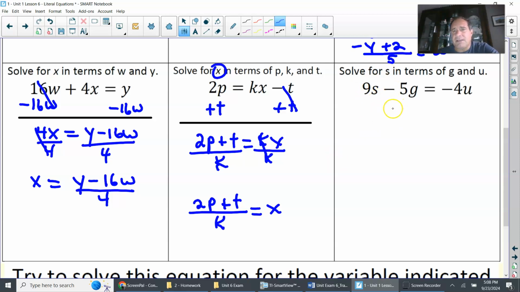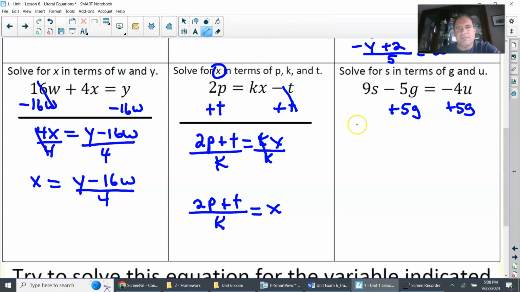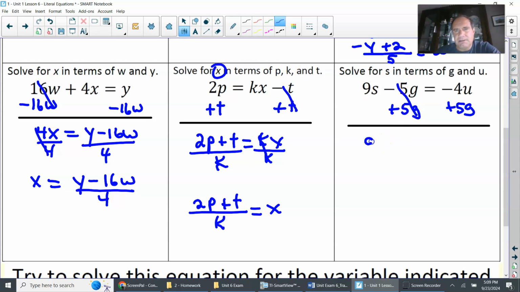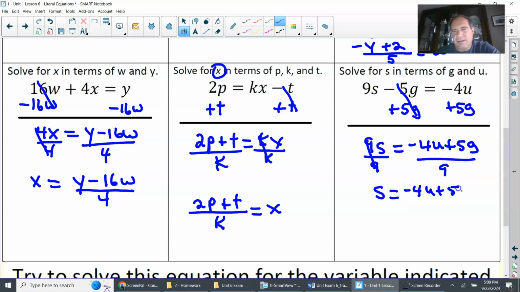And then we're going to solve for S. Obviously, I'm going to just add this 5G, and I'm going to move it over to the right side. You see this 9S comes down now, and you get negative 4U plus 5G. And you're going to divide by 9 to get the S alone finally, and then the S comes down, negative 4U plus 5G over 9. And you solve for S.